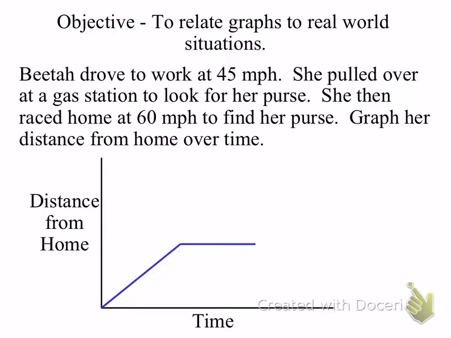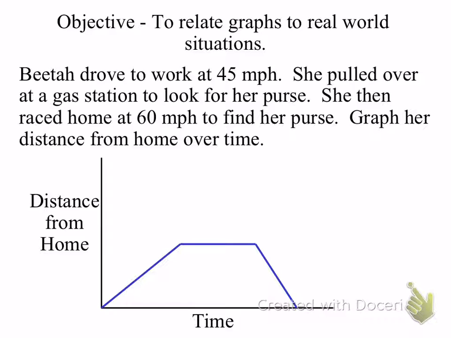What's the line going to do as she heads back at 60 miles per hour, Marcus? Well, it's going to go closer to the x-axis because she's going closer to her house, and she's also speeding up to 60 miles per hour. So what's the line going to look like? Steeper slant. Steeper, right? Because she's getting home faster. She's getting closer faster.